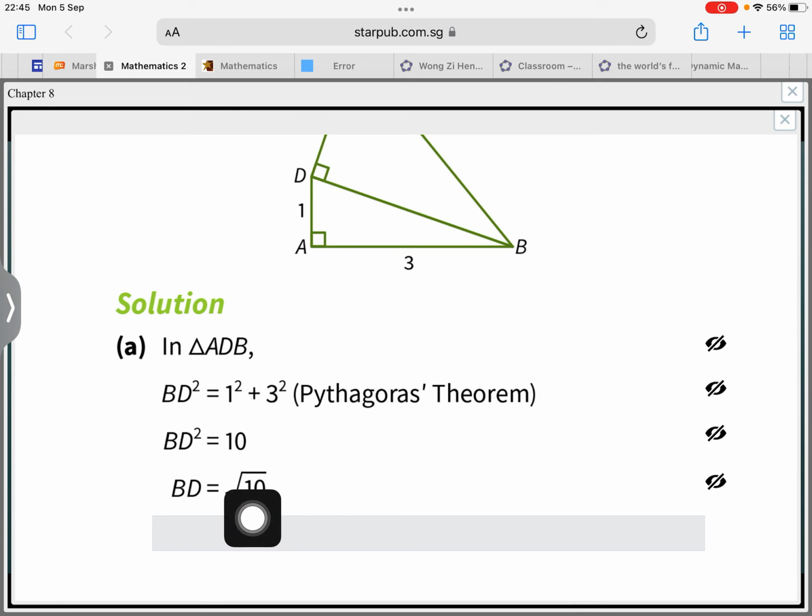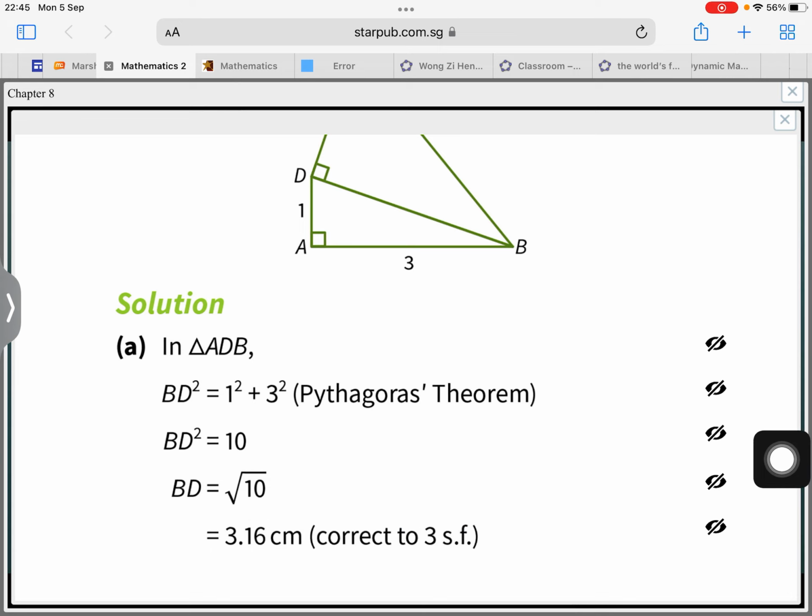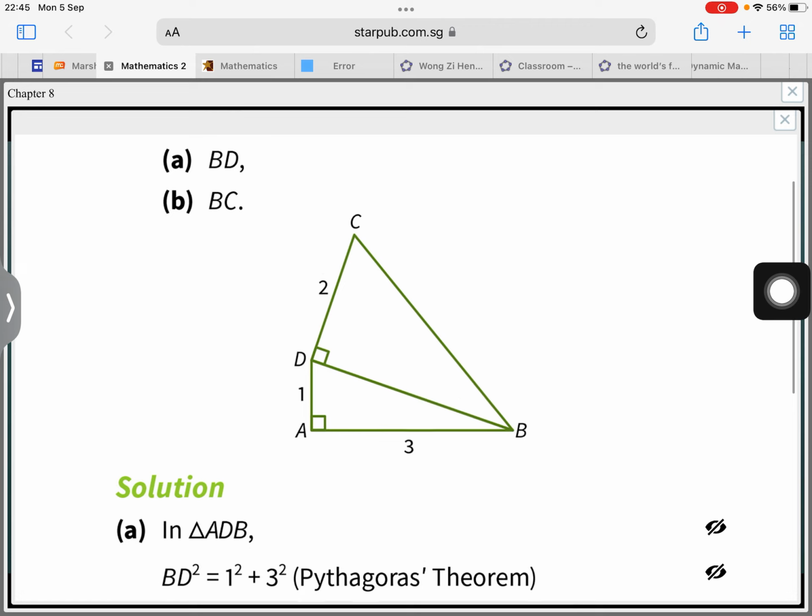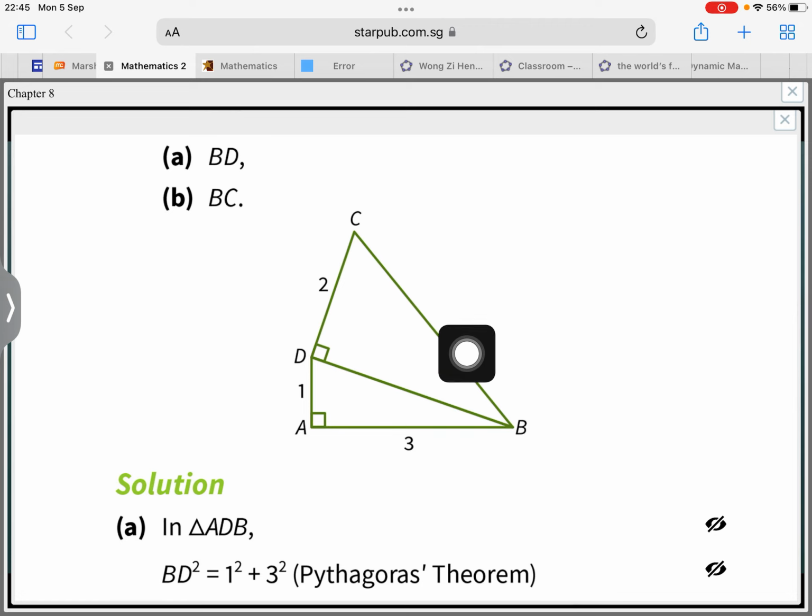On your own work, please make sure that every time when you take square root on both sides, you do a plus minus. So in this case, this should be BD equals to plus minus square root of 10. And you take plus minus, this means that you will need to reject the negative value. So your answer should be BD equals to 3.16 cm, and then you have a bracket, reject negative 3.16. Okay, so once you have this, next part B, they ask you to find what is BC.